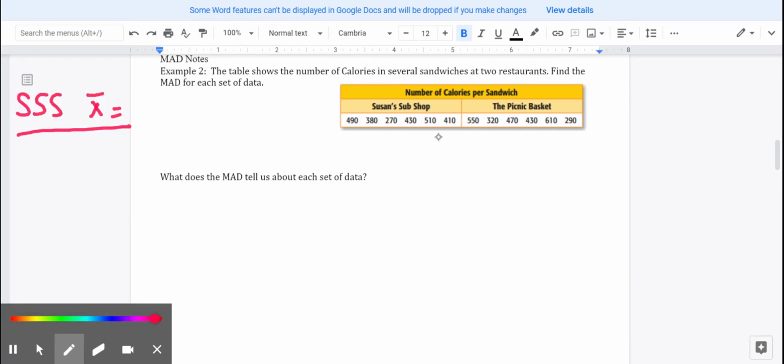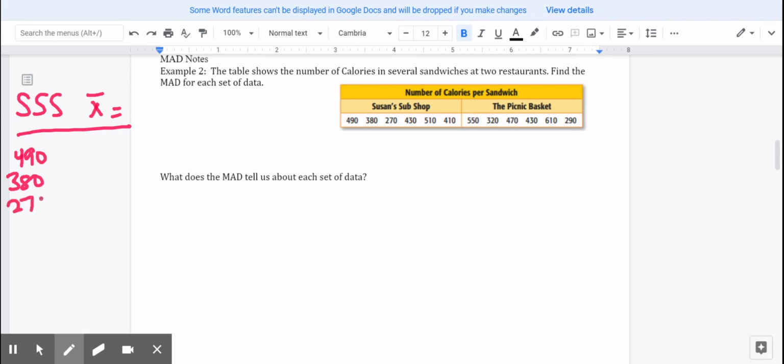I'm going to take the data values from Susan's sub shop: 490, 380, 270, 430, 510, and 410. You want to type these into the calculator, into Desmos, and find the mean. So pause the video, put them in the calculator, put them in Desmos, and find the mean of our data set. Now that you put these in your calculator, hopefully you found the mean to be 415.